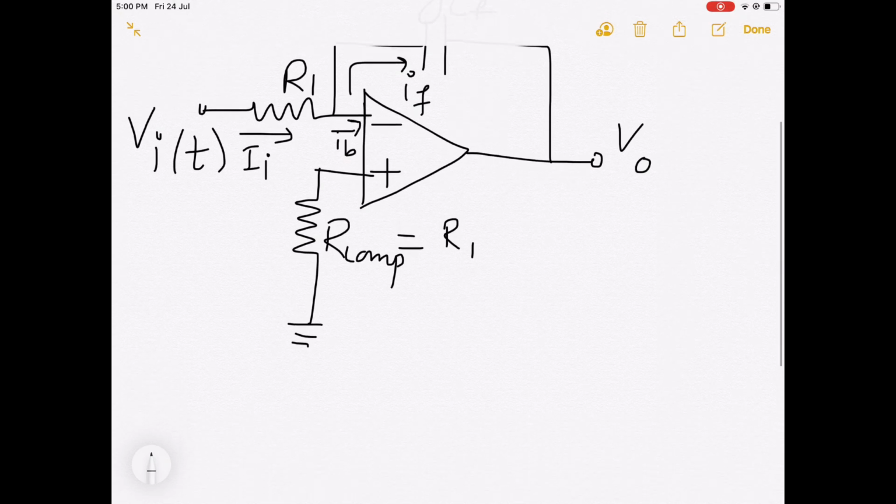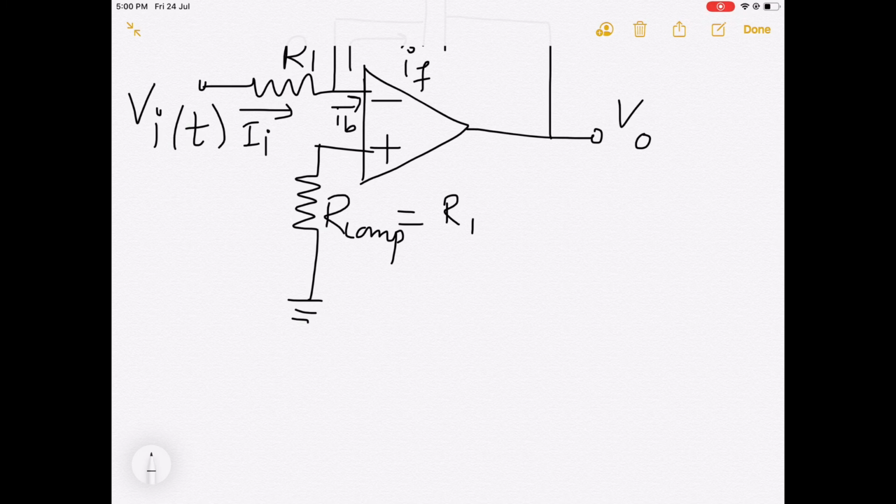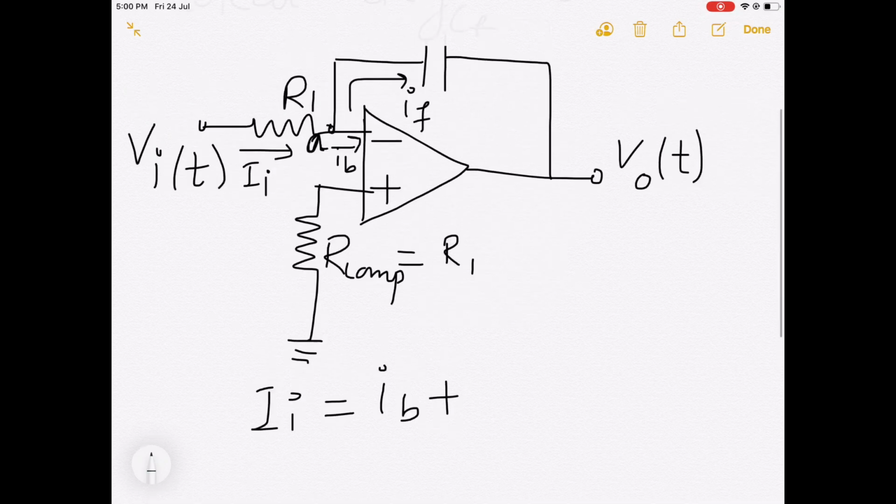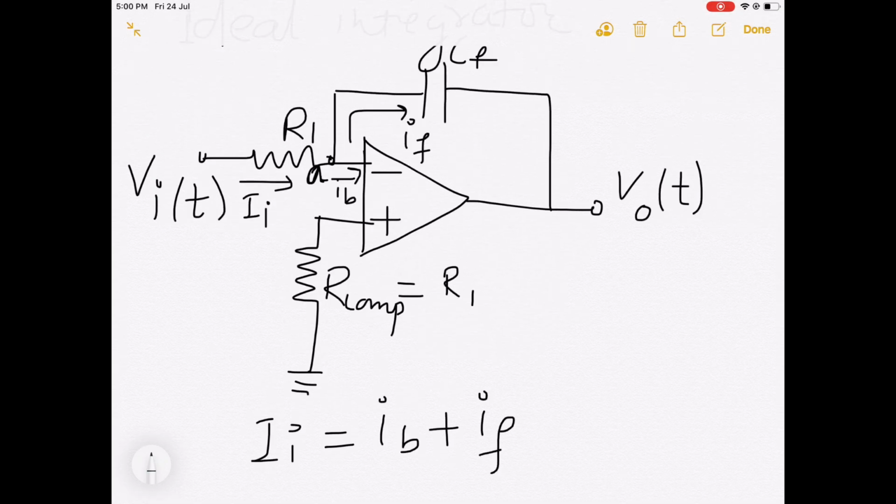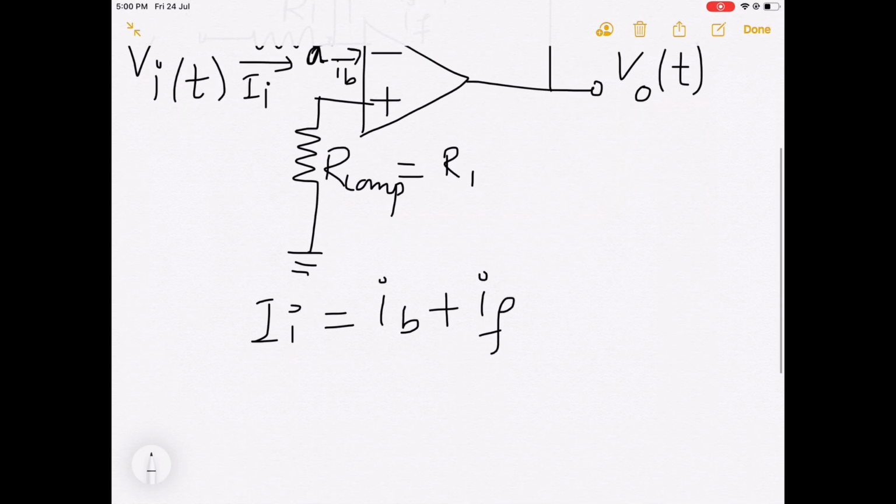So, first of all we will calculate V of t. Suppose V of t is the output. Okay. So, by Kirchhoff's current equation at node A, suppose this is node A, at node A we have to use Kirchhoff's current equation. So, what is that? I is equal to IB plus the feedback current IF. Okay. IB is very small because bias current is very small, because input impedance of op-amp is very high. So, it is negligible.